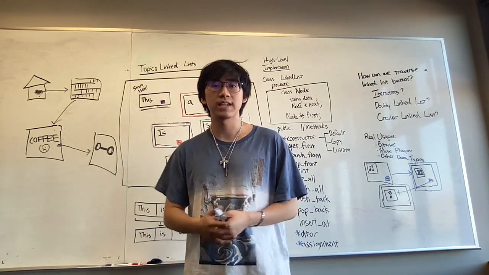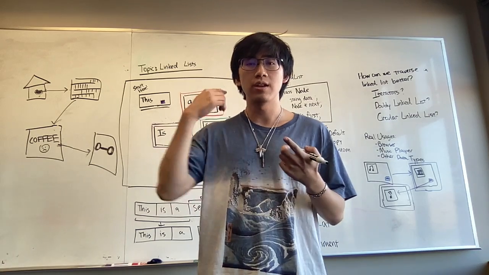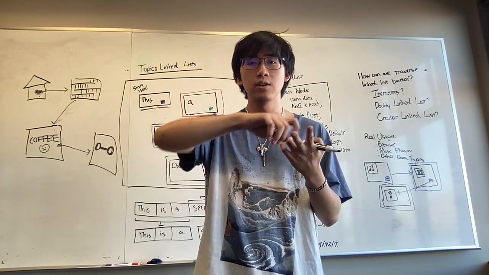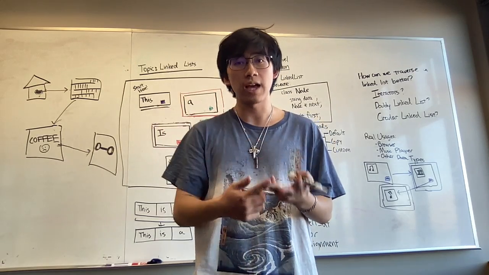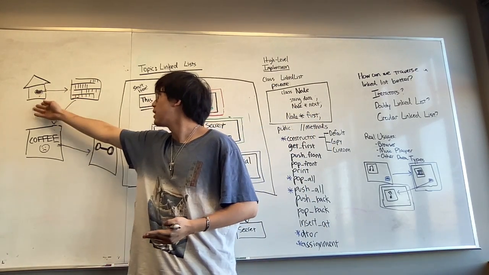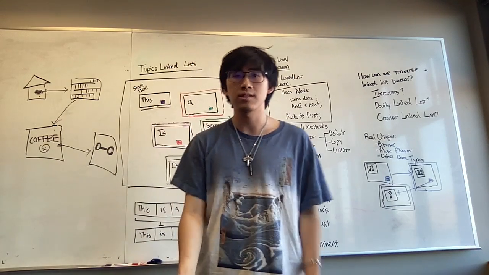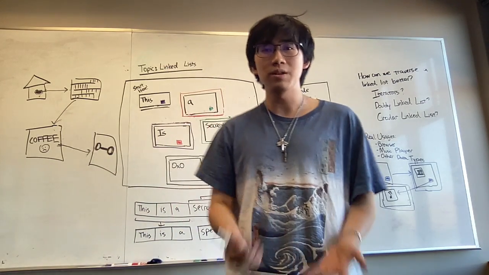So what did we do in the scavenger hunt? Well, we started off with an initial location and an initial hint. The initial location had the hint, which told you which location to go to next. So we started off at the house. The hint was to go to the library, then to the coffee shop, and then to the gym, which was the final destination. Linked lists are pretty much the same thing.